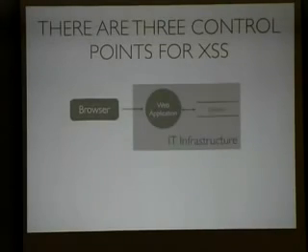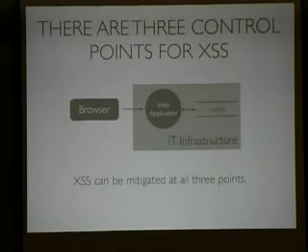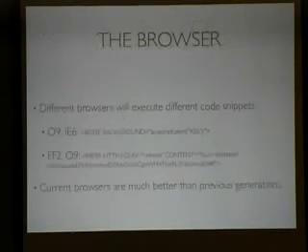And the third is the IT infrastructure. Are you going to put up an application gateway? Are you going to look at triggering things in your logs? Are you going to put defense in depth techniques in place that can stop things that you know about? And you can mitigate cross-site scripting at all 3 points. So there's a call to action for anybody who's involved in an IT enterprise.